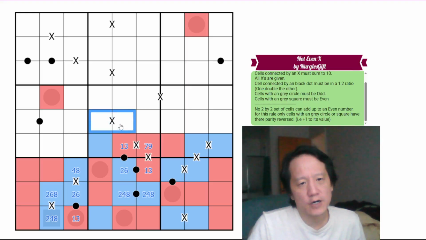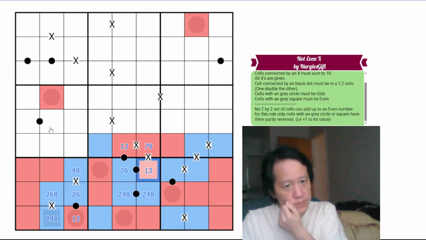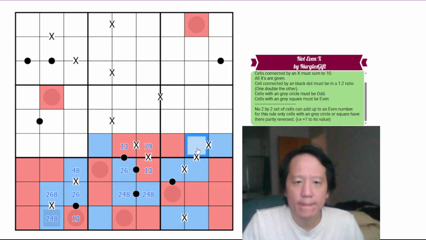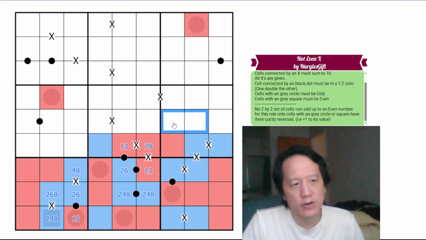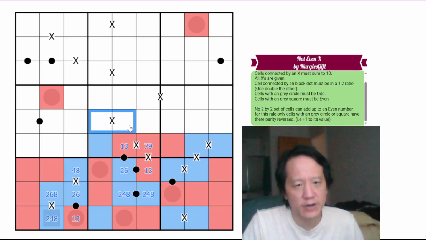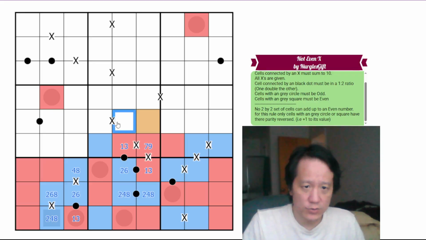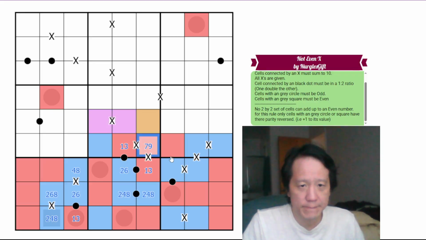These are both odd or both even. We don't know which. It could be either. These are both the same parity. These are both the same parity. This must be a different parity than this one, though. So we'll mark this orange and this pink.